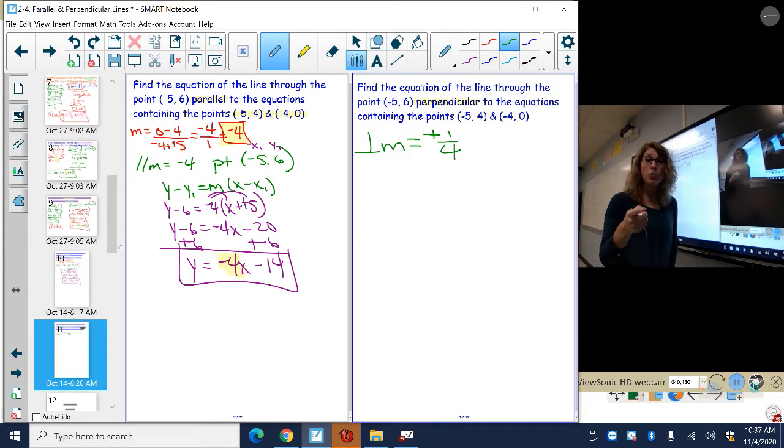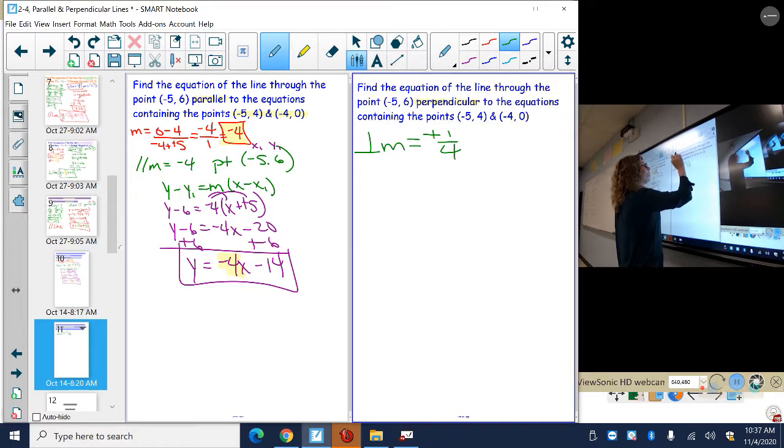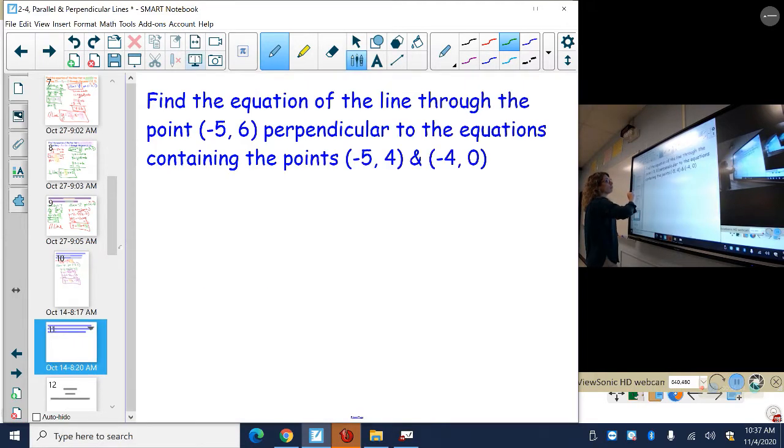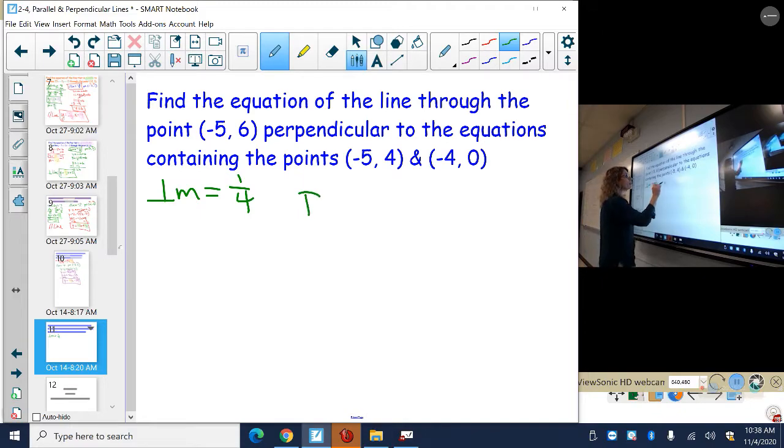And then I'm going to choose a point. It doesn't matter which point you choose. So it does matter, sorry. I'm given this point. Please forgive me. I'm given this point. I no longer need to worry about these right here because I got it from here, okay? So my perpendicular slope is going to be positive 1/4, okay? And I'm going to use the point that they give us, -5, 6.